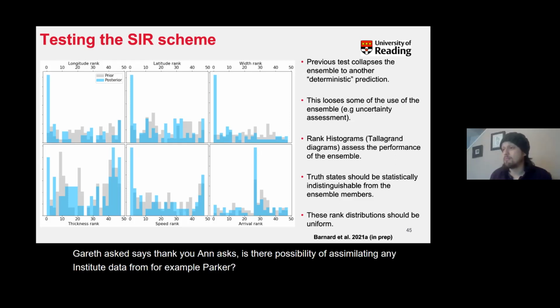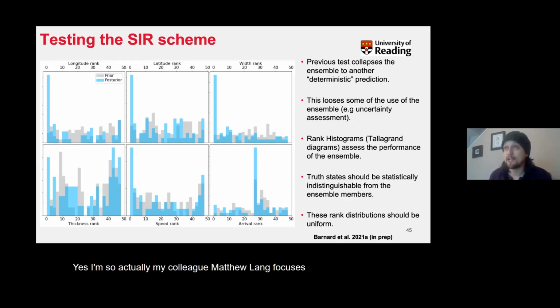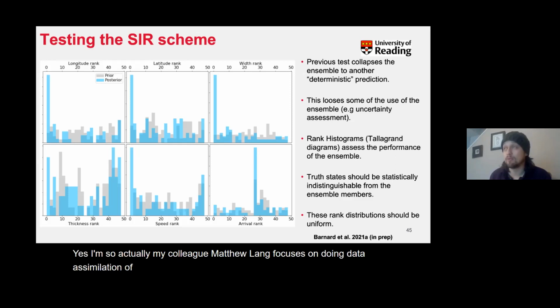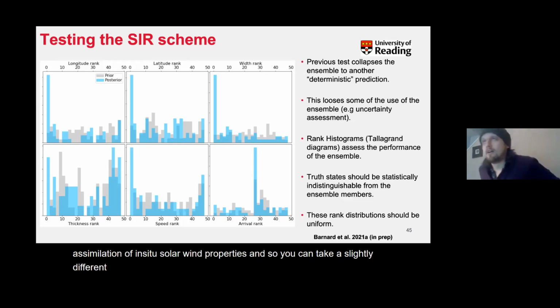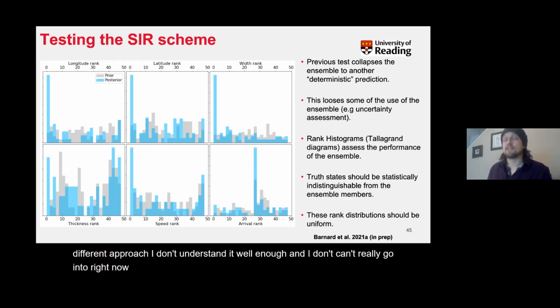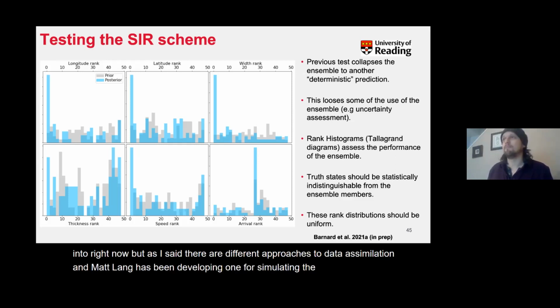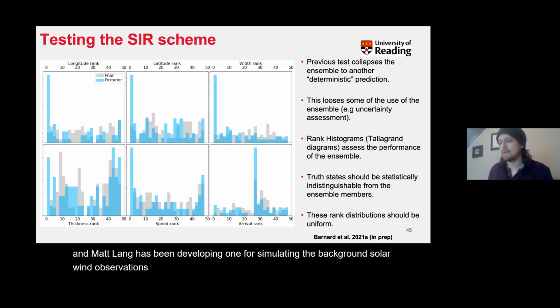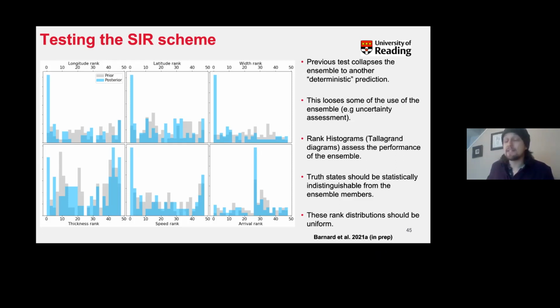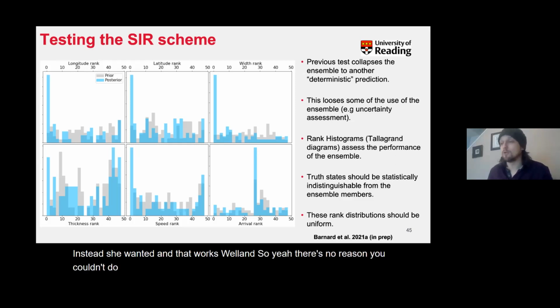Yes, so actually my colleague Matthew Lang focuses on doing data assimilation of in situ solar wind properties. And so you can take a slightly different approach. I don't understand it well enough, and can't really go into it right now, but as I said, there are different approaches to data assimilation, and Matt Lang has been developing one for assimilating the background solar wind observations from in situ monitors, and that works well. And so yeah, there's no reason you couldn't do that with Parker or Solar Orbiter.